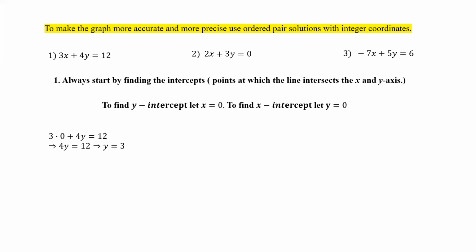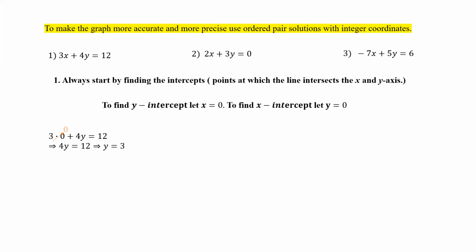So let's start with our first example. To find the y-intercept, we are going to let x equal 0. So 3 times 0, which is equal to 0, plus 4y equals 12. Now the x term disappears. We end up with 4y equals 12. Now to solve for y, we need to divide both sides by 4. So y is equal to 3. So our y-intercept is 0, 3.